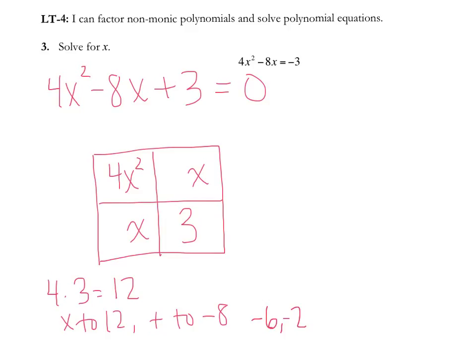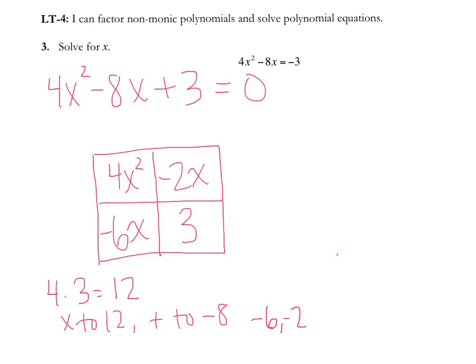So I'm going to put one of those in the top right box and one of them in the bottom left box. I'm just going to put negative 6 here and negative 2 here. So now I have the inside of my multiplication box all filled in, and I need to figure out what's going to go on the outside.